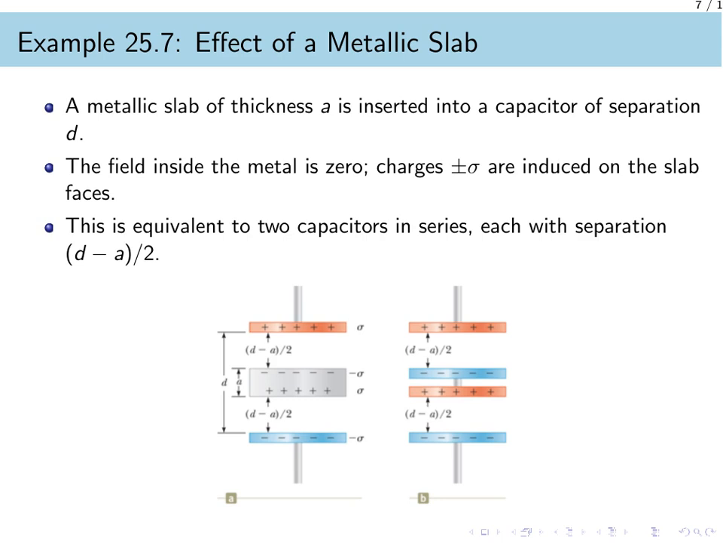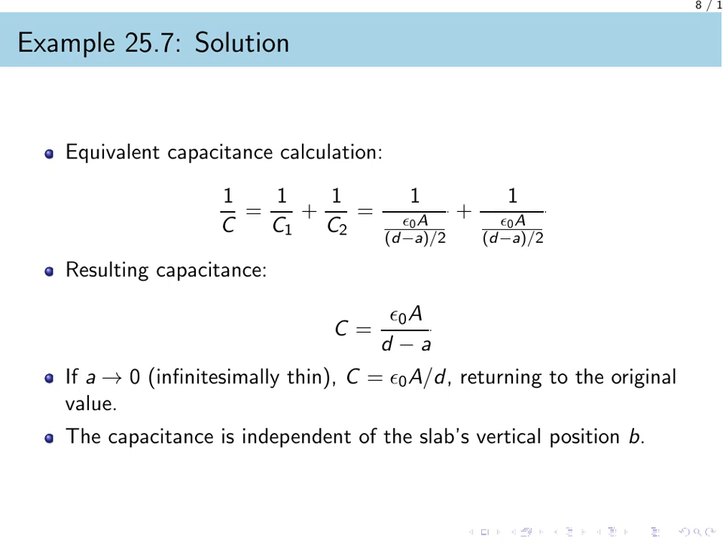Each of these equivalent capacitors has a plate separation distance equal to (d minus a) all divided by 2. To find the total capacitance, we use the formula for two capacitors in series. The reciprocal of the total capacitance equals the sum of the reciprocals of the individual capacitances. Substituting the expression for each capacitor, we add the reciprocal of the first capacitance to the reciprocal of the second.